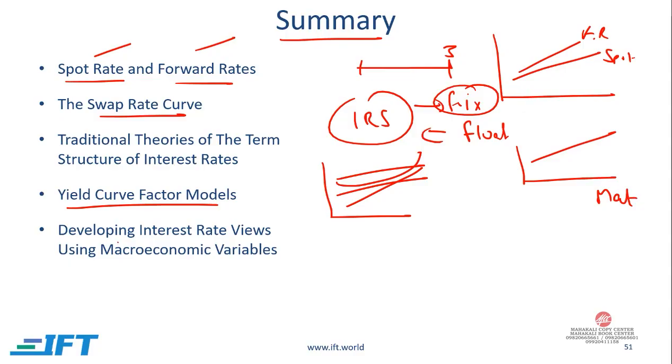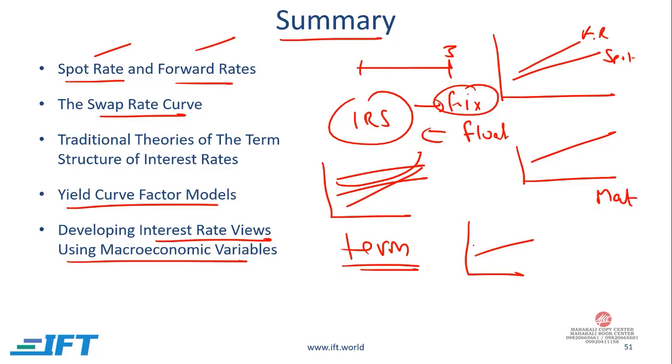Then the final part of this reading was about developing interest rate views using macroeconomic variables. So we talked about what are the variables that influence the term spread, which is the difference between long-term rates and short-term rates. We talked about the factors which influence the variability of short-term rates, the factors which influence the variability of long-term rates, and then what are the sorts of positions that can be taken so that investors can benefit from their expectations related to changes in interest rates or changes in the yield curve.